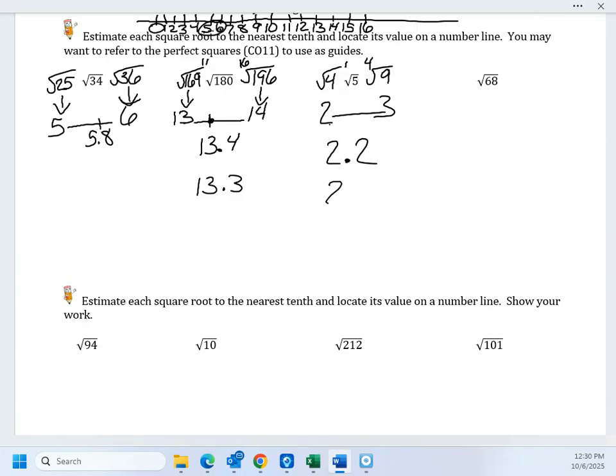Mr. Schultz on the answer key put 2.3. 2.2 is super close, right? So I would accept that because it has to be on the correct side of the halfway mark.